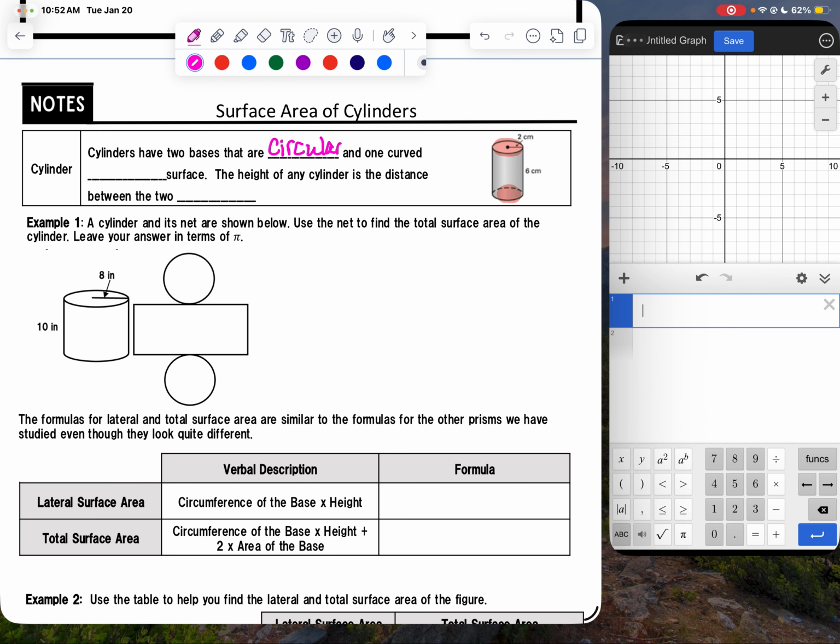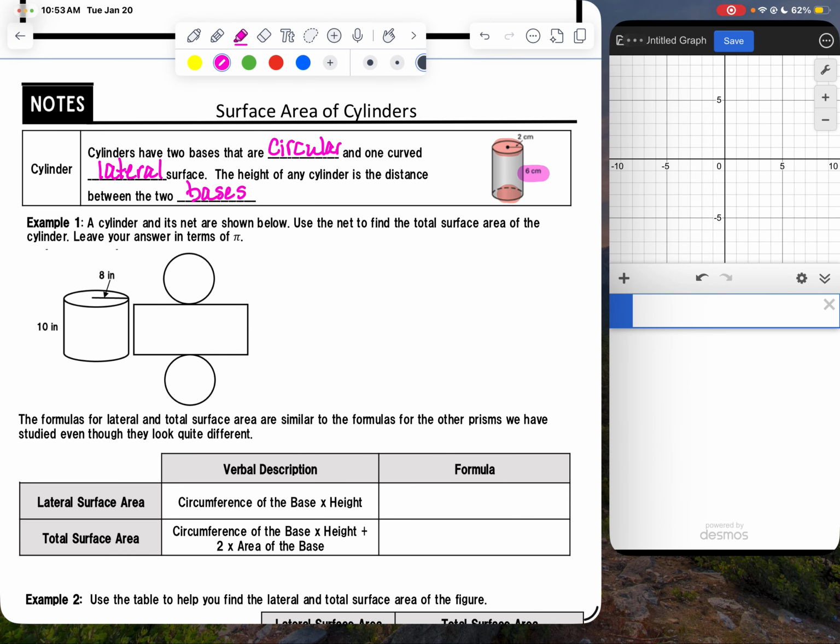They also have one curved lateral surface. The height of any cylinder is the distance between the two bases. So for this example, the height of this cylinder would be 6 centimeters because that's the segment that connects the top base to the bottom base.